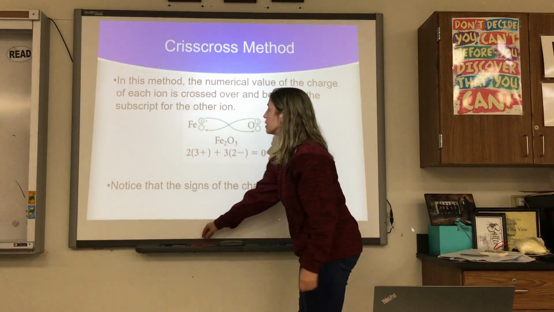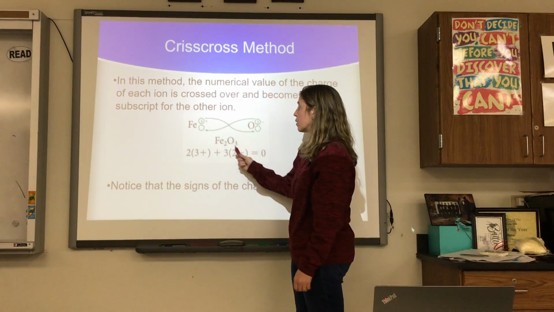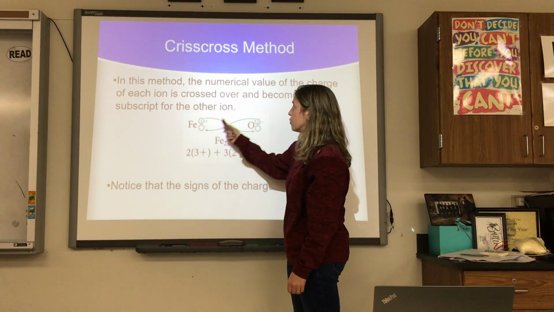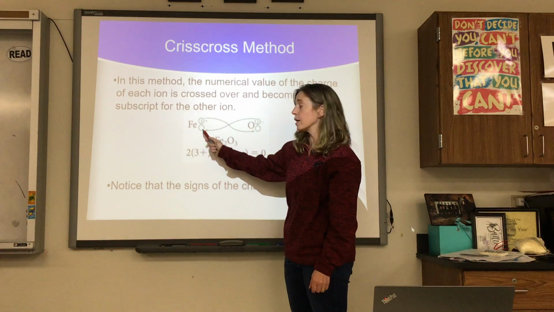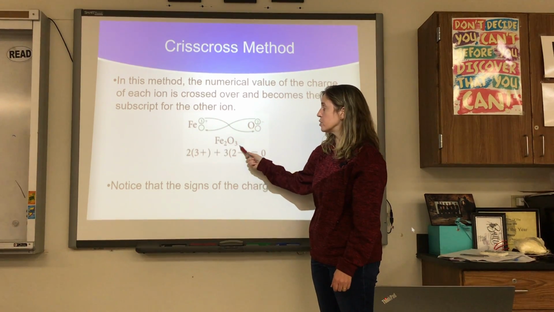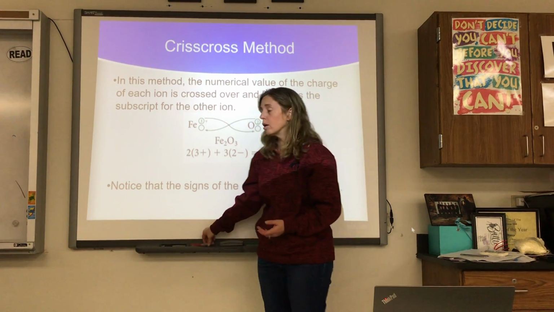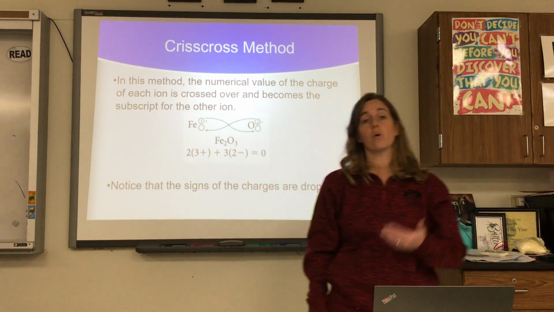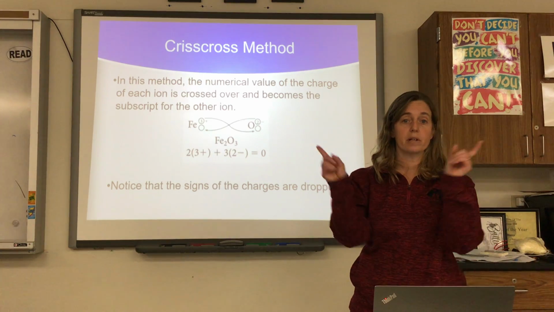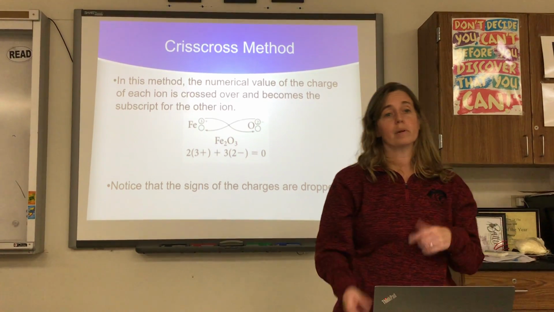So what happens is the 3 from the Fe goes to the oxygen, and the 2 from the oxygen goes to the Fe. So now when you write it, you have Fe2O3. That's another way to look at it. So you can either balance out the charges, as we did before, or use the crisscross method and cross the numbers.